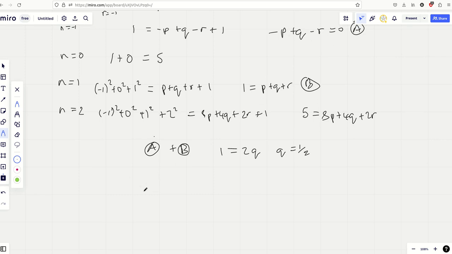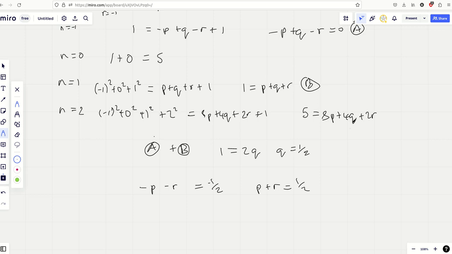Here we could say minus p minus r equals minus a half. In other words, p plus r, sorry, my pronunciation and everything else. P plus r is going to equal positive a half. Cool. Okay, that's from A plus B.